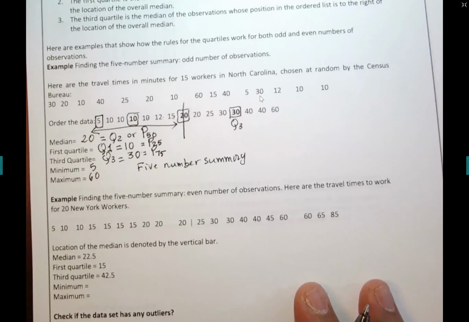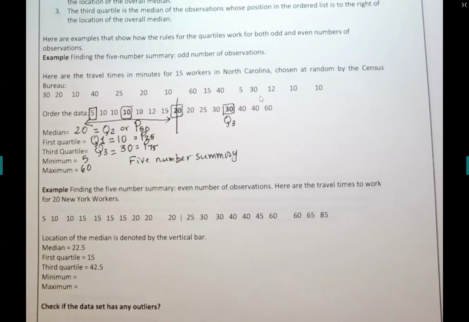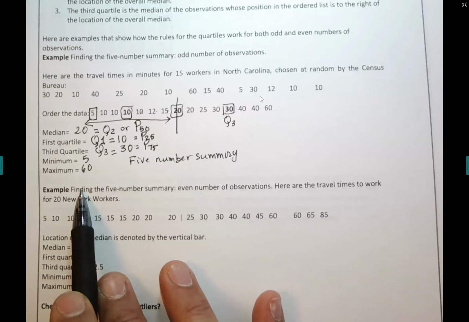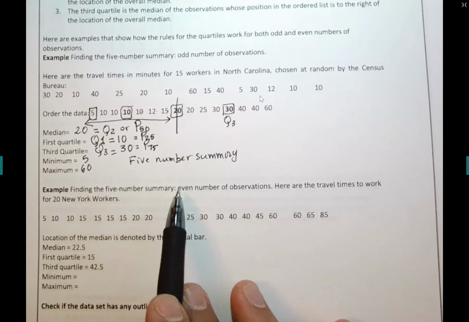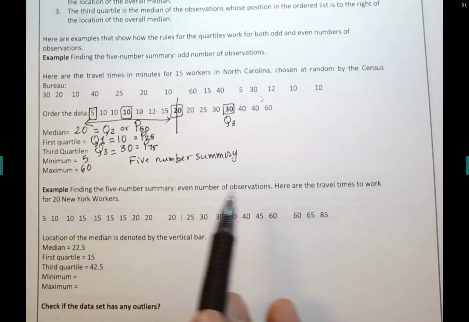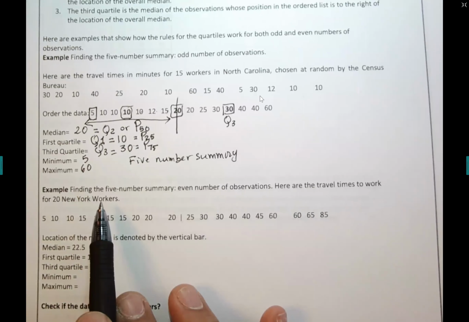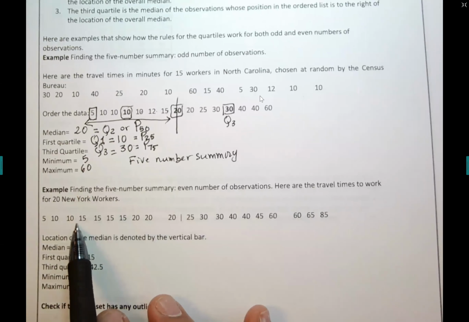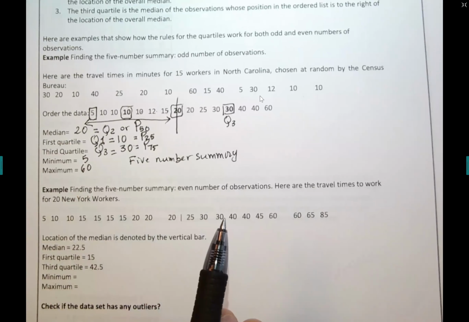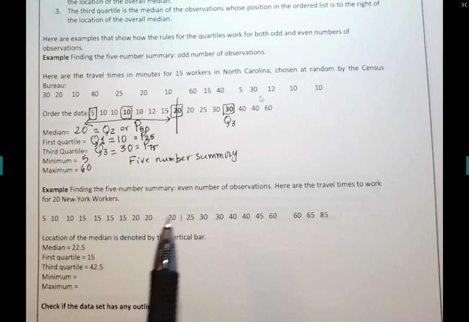Let's do another exercise with the 5-number summary. This example right here, guys. Finding the 5-number summary, even number of observations. Here are the travel times to work for 20 New York workers. Okay, the nice thing, I think I put the data in order here, so it's easy. So if I have 20 values, guys, where do you think the median is going to be? Between 10 and 11, right? Because if you divide 20 by 2, it will be 10, so it will be between the 10th and 11th.